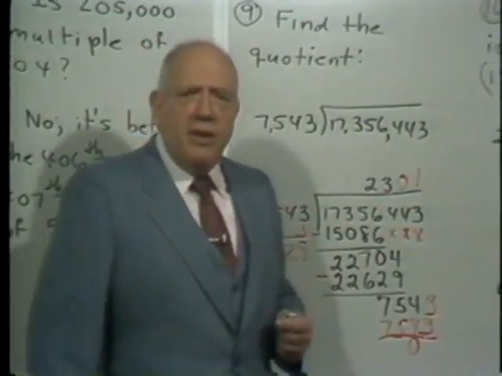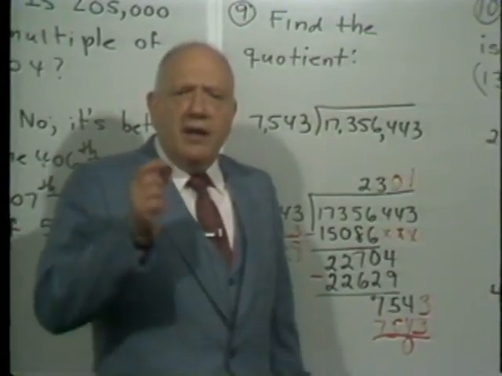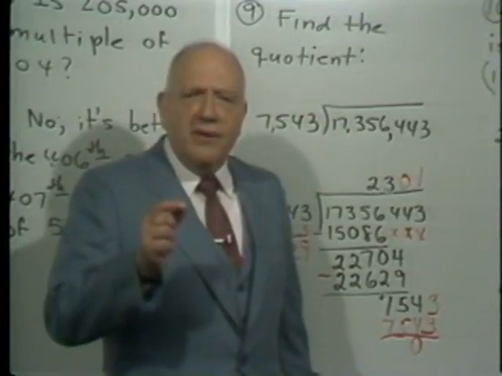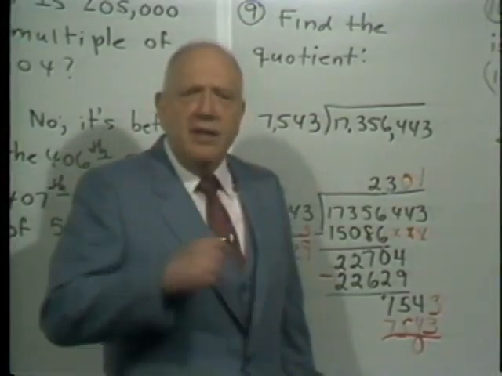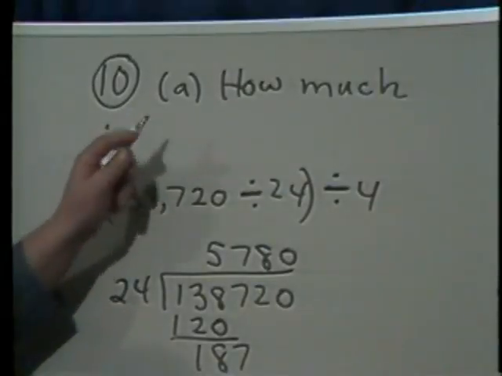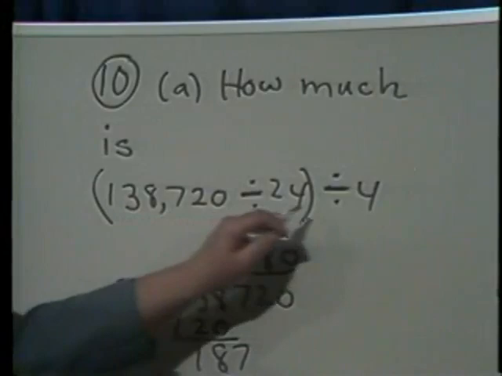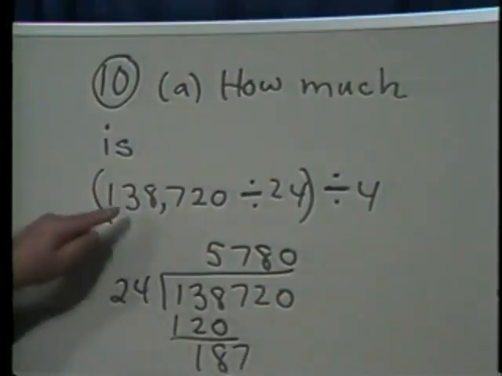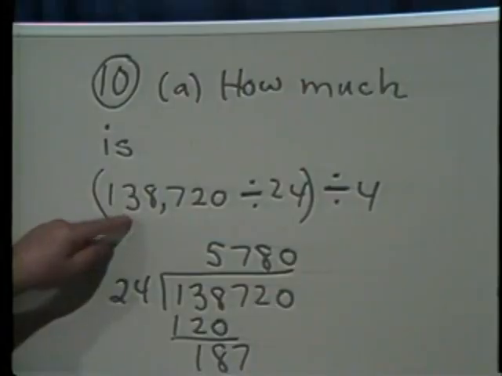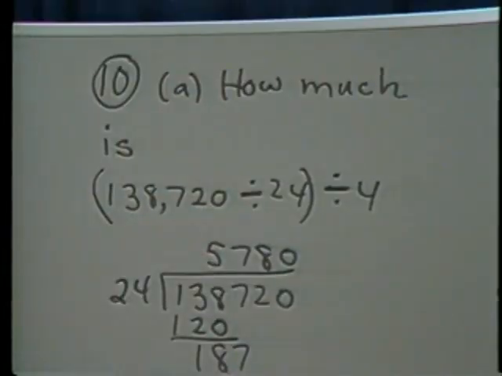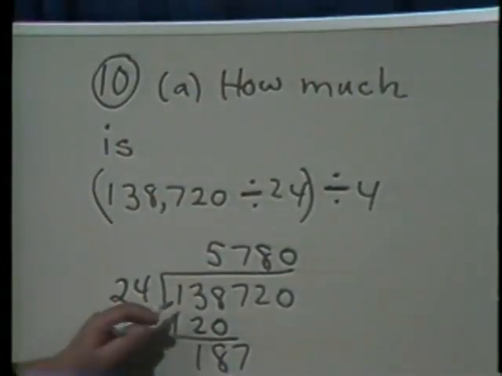And the last problem is designed to show you that just as addition and multiplication are associative, but subtraction isn't, neither is division. See, what I'm going to do in problem number 10, in part A and B, I'm going to do essentially the same problem twice, except that the parentheses are going to be shifted. Remember, everything inside the parentheses is done first. So part A says, take 138,720 and divide that by 24. So that's what I do over here.